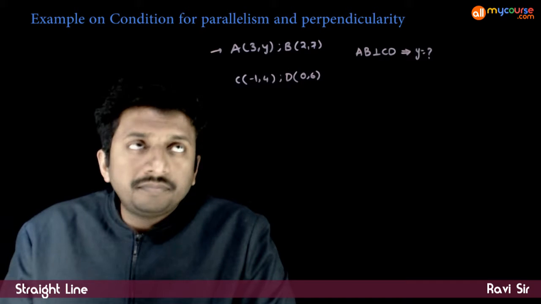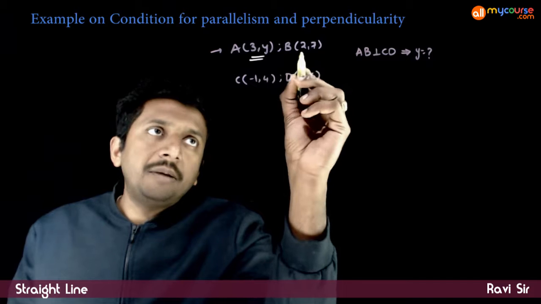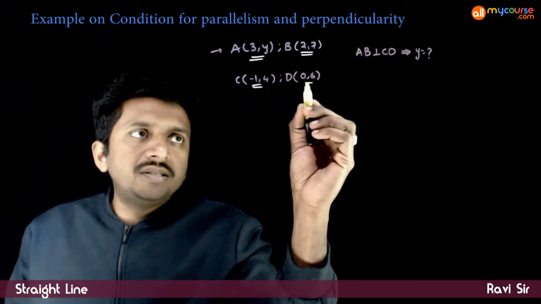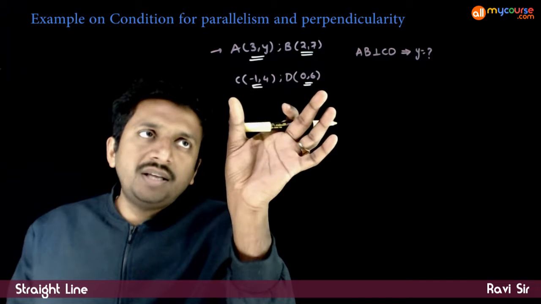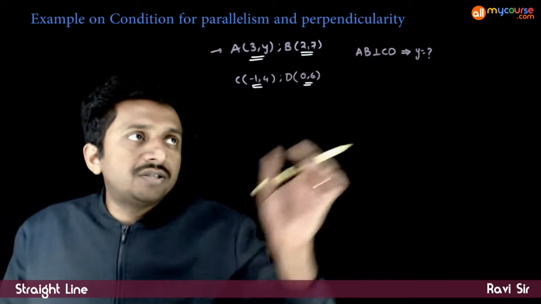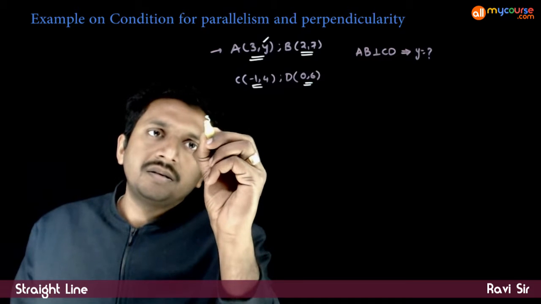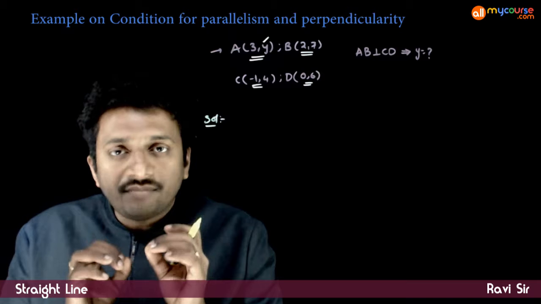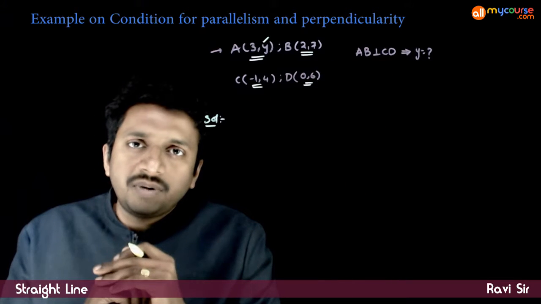In this question, you're given that A(3, y) and B(2, 7) are 2 points, (-1, 4) and (0, 6) are 2 points, and the line joining AB is perpendicular to the line joining CD. If that is so, what is the value of this unknown? So this question is based on m1 × m2 = -1. So AB is perpendicular to CD.